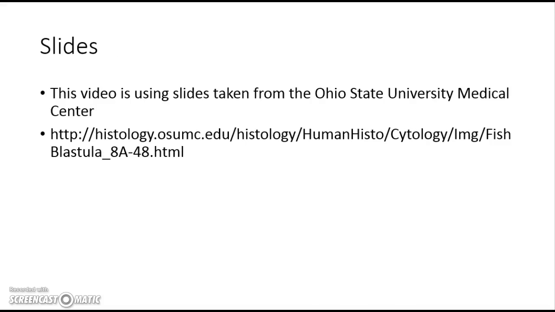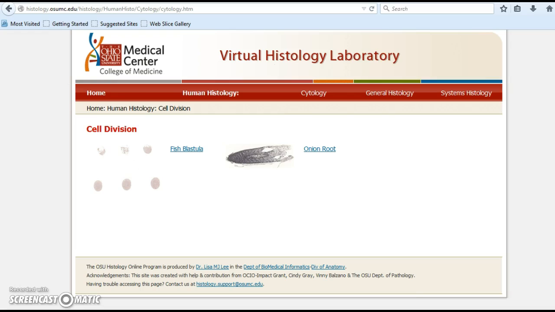The slides that I will be using for this video are taken from the Ohio State University Medical Center, and here is the website. So here I am at the Ohio State University's Medical Center, their virtual histology lab, and I've clicked on cytology, cell division, and most of the time fish, blastula, and onion root are usually used because in a very small space you can see all of the different phases of the cell cycle.